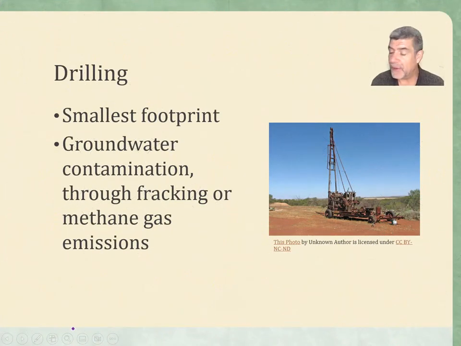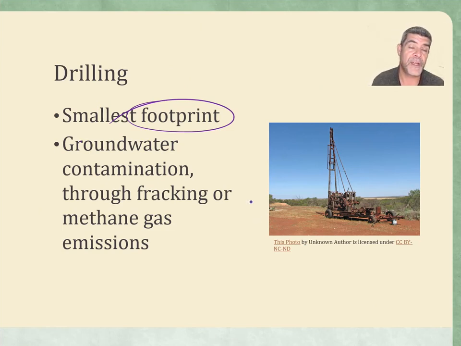Now, when we're talking about drilling, we're talking about the smallest footprint of the three different types of mining that occurs. There's still the possibility for groundwater contamination, so there's still a possibility of some of those toxic chemicals actually getting down and entering the system and getting into the groundwater or ultimately into the surface waters that may be percolating out further downhill from where the drilling site is. There can be contamination through fracking, and also there are methane gas emissions that can also be part of the process of drilling. Not too much to talk about in terms of drilling.